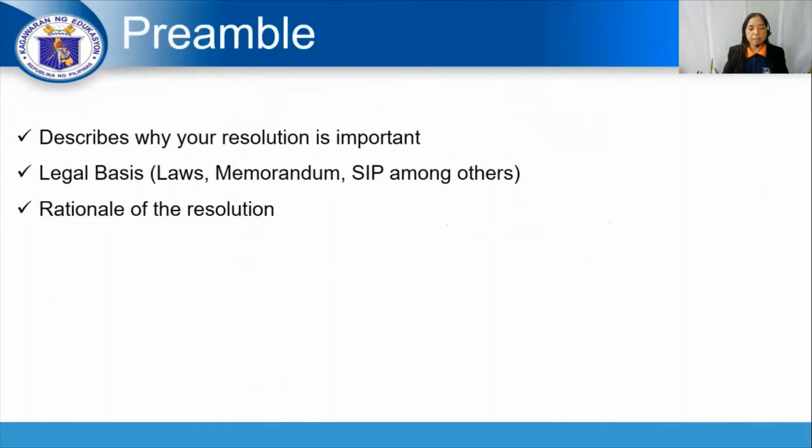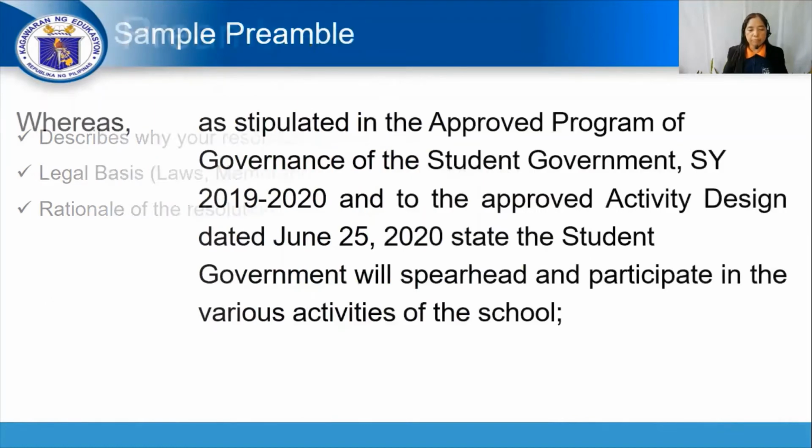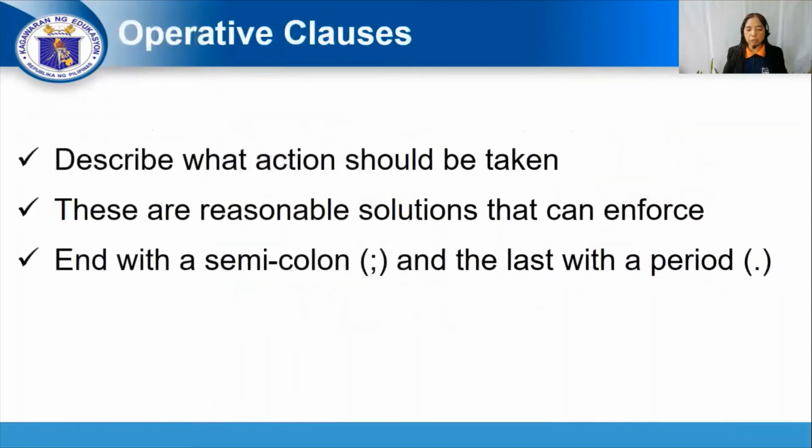Preamble describes why your resolution is important. It includes the legal basis, like laws, memoranda, SIP, among others, and the rationale of the resolution. Sample preamble: Whereas, as stipulated in the approved program of governance of the student government school year 2019-2020, and to the approved activity design dated June 25, 2020, the student government will spearhead and participate in the various activities of the school.